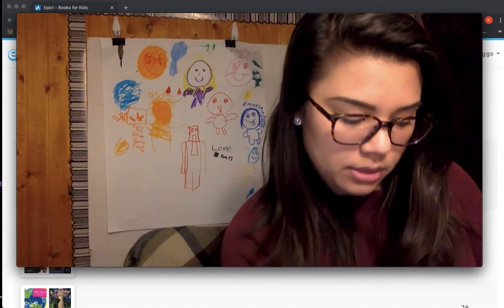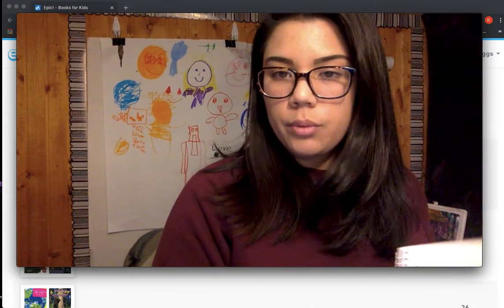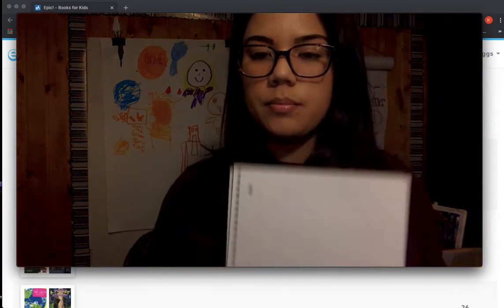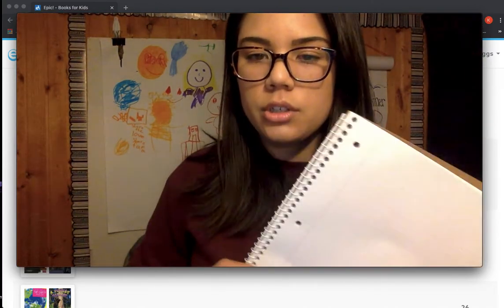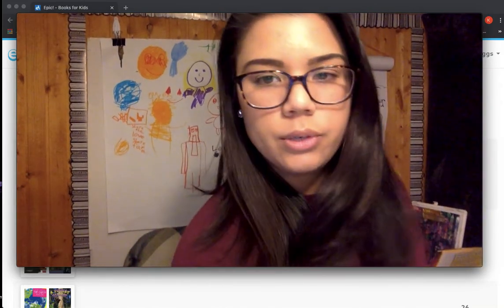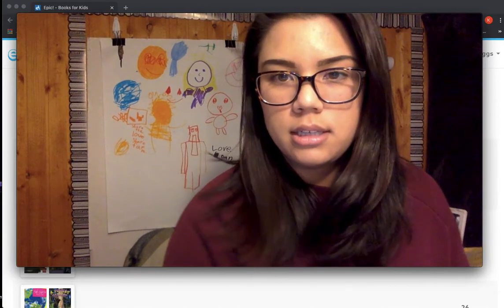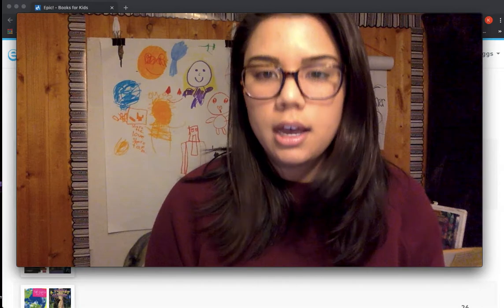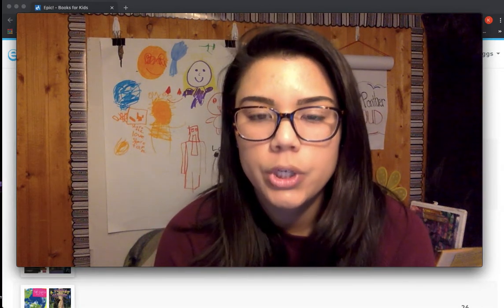And another reminder, with writing your main idea and key details, you can use a piece of paper, a notebook, a journal, or you can add it as a drawing or note on Seesaw. But if you do use paper, make sure you take a picture of it and share it on that activity so we can see your work.